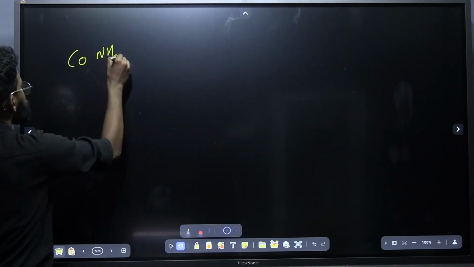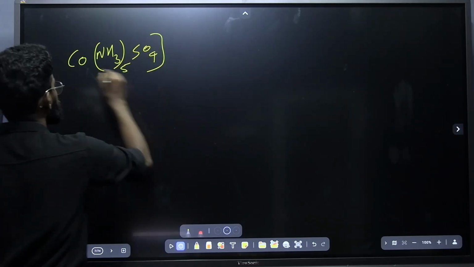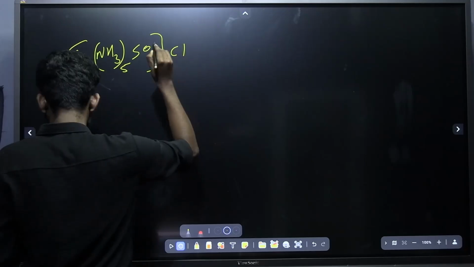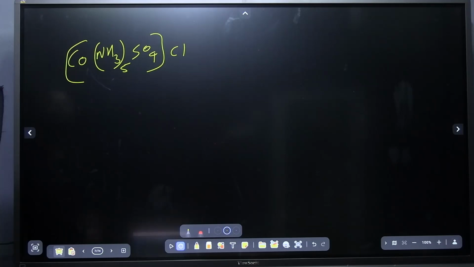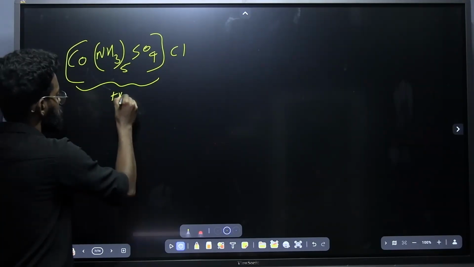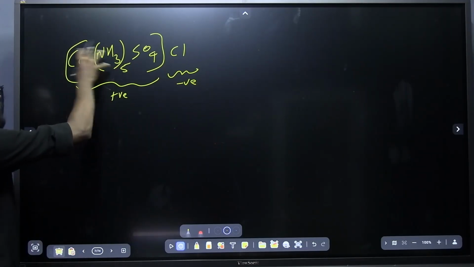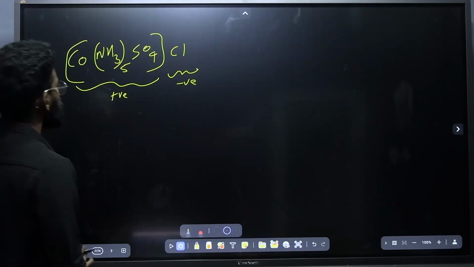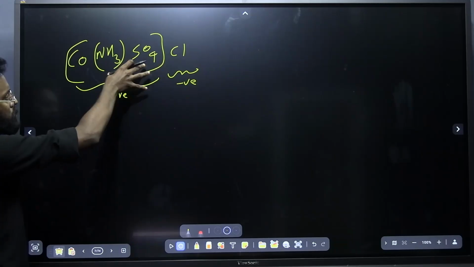Co(NH3)5 SO4 Cl. What is the name of this one? First of all, I will give an example for you. We know that this is the positive part and this is the negative part. In the positive part, there are ligands and a central metal atom. First we have to name the ligands, then the central metal atom.